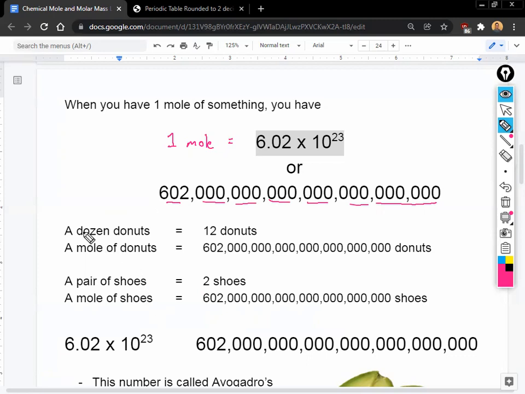Just to help you visualize, if you have a dozen donuts, you have 12 donuts. If you have a mole of donuts, you have 602 heptillion donuts. If you have a pair of shoes, you've got 2 shoes. If you have a mole of shoes, you have 602 heptillion shoes. Yeah, it's a lot of shoes, I know. I wish I had that many shoes.